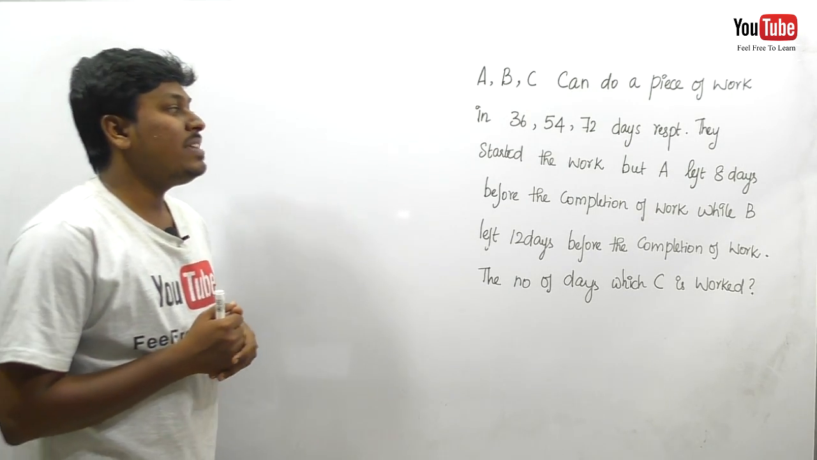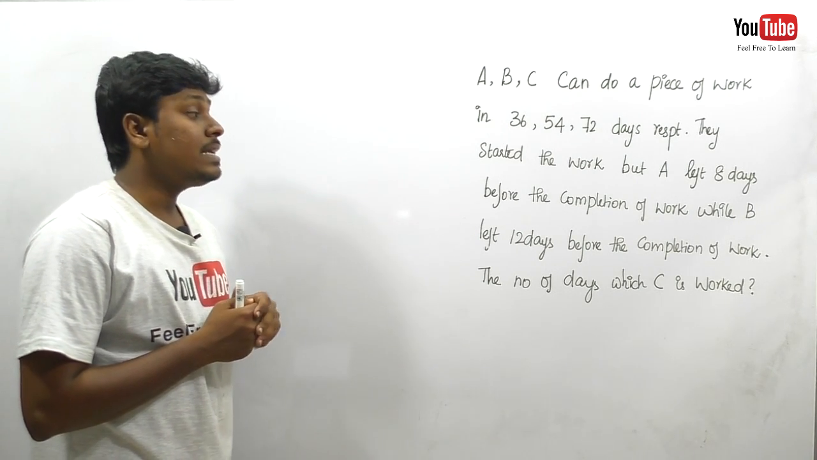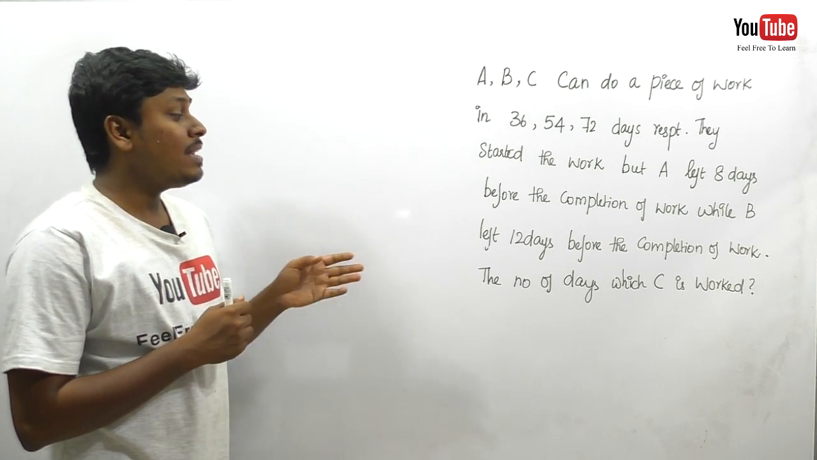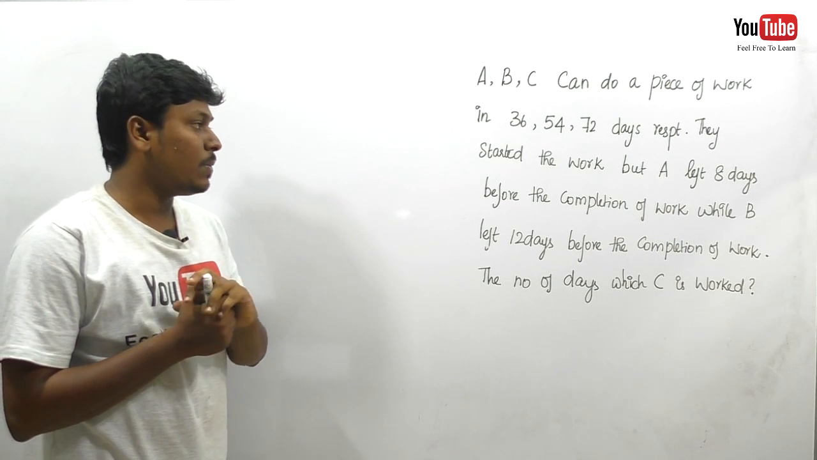A, B, C can do a piece of work in 36, 54, 72 days respectively. They started the work, but A left 8 days before the completion of the work, while B left 12 days before the completion of the work. Find the number of days for which C worked.